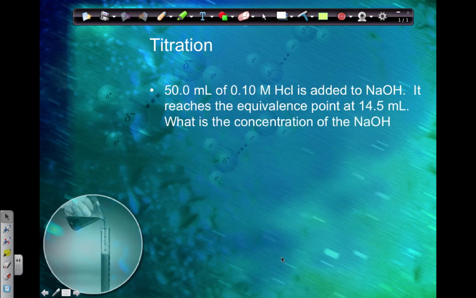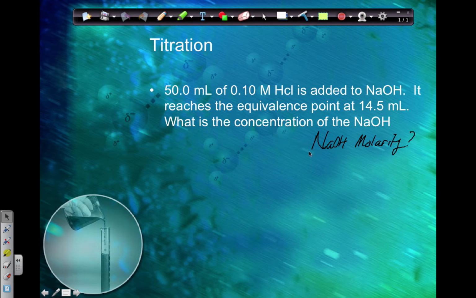All right, so here is a typical titration problem. 50 milliliters of a 0.1 molar solution of hydrochloric acid is added to sodium hydroxide. It reaches the equivalence point at 14.5 milliliters. What is the concentration of sodium hydroxide? Whenever you have a problem, the first thing you should do is ask, what is it asking for? Well, what's the concentration of sodium hydroxide? So I want to know the concentration, or the molarity. That's what I want to know.